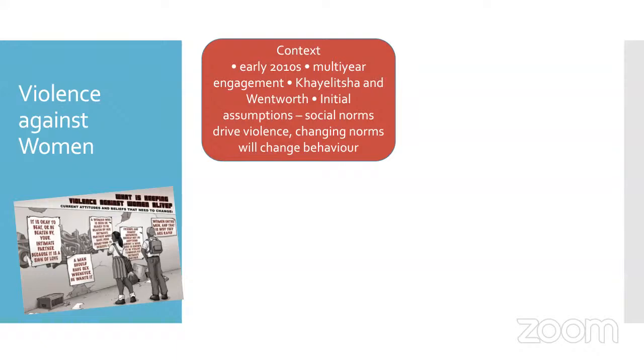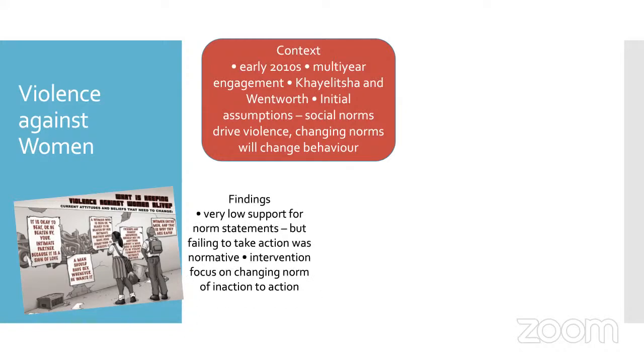That was one of the things that seemed to exist in a normative space, or a man should have sex whenever he wants, and so on. So these kinds of concepts were seen as social norms. So we went out to understand how people understood them and what they thought about them. And we actually found that there was very low support for these kinds of statements. So people didn't actually believe this and didn't support this.